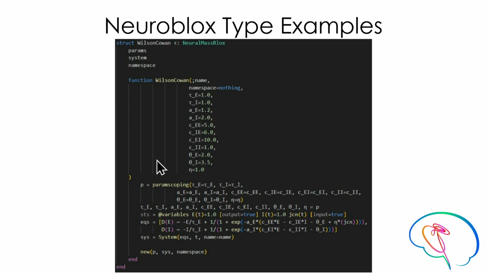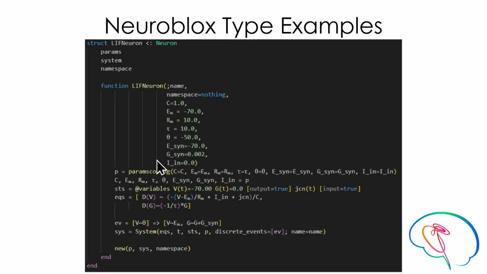And likewise, this is the definition of an LIF neuron, a leaky integrate-and-fire neuron. As you can see, this time it's a subtype of neuron. It's important to designate this. And again, as an input, it takes in all of the relevant parameters for the model. It passes those values to symbolic parameters here, and it defines its variables with some default values, equations, and the extra thing here, of course, is the spiking, right?